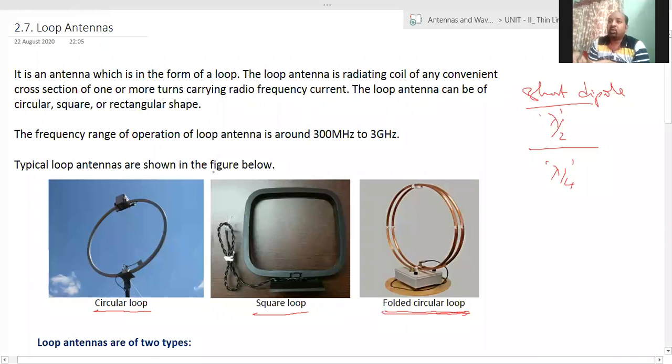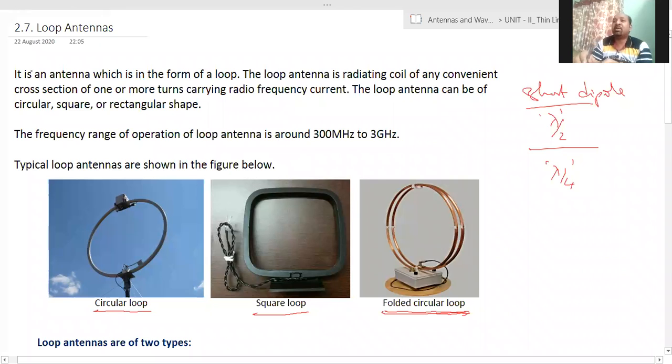A loop antenna is called a loop antenna because it is in the shape of a loop, a small or thin wire bent to form a loop.